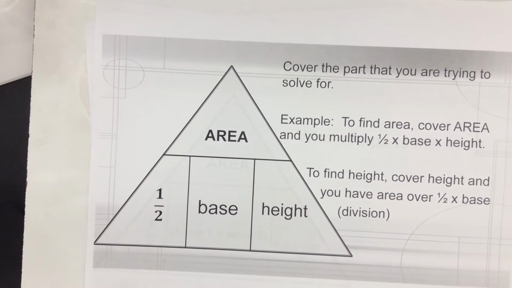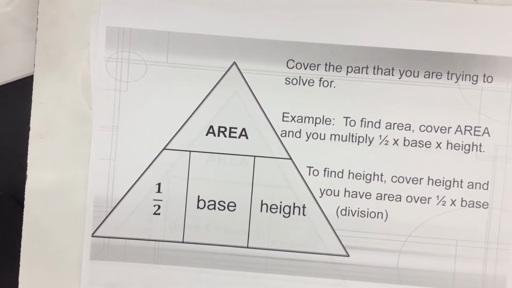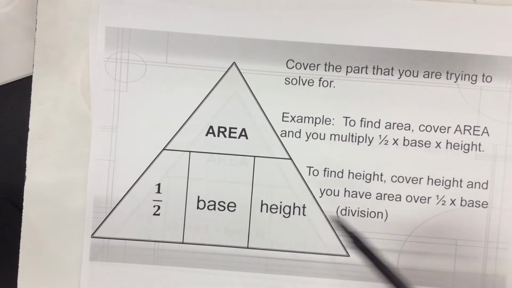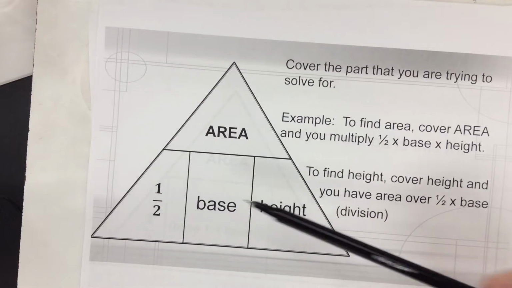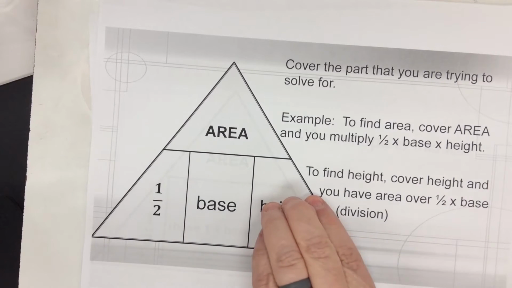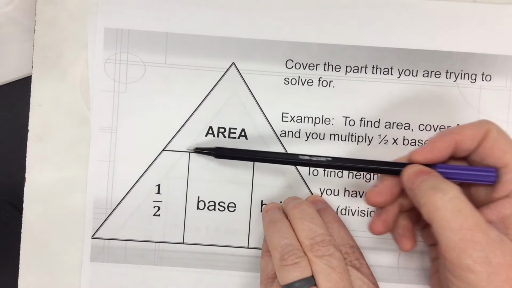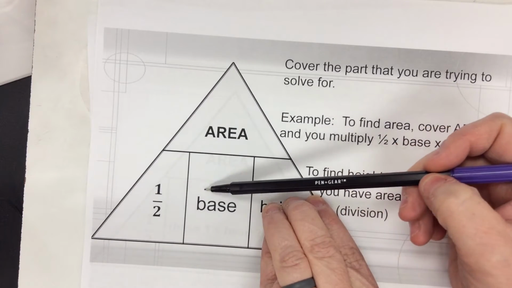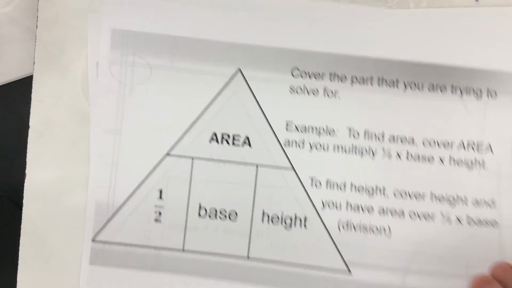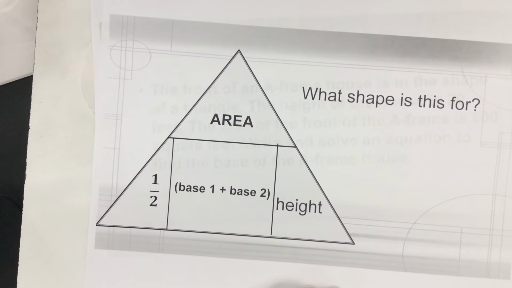This one is for a triangle. It's 1/2 of base times height. So if I have a triangle and I know the area and the base, but I want to know the height, what I do is cover up the height and I have area divided by 1/2 of the base. Okay, that's for a triangle. And this one is for a trapezoid. We have base 1 plus base 2. Okay, and we're going to practice one of these. This one's a little bit tricky.